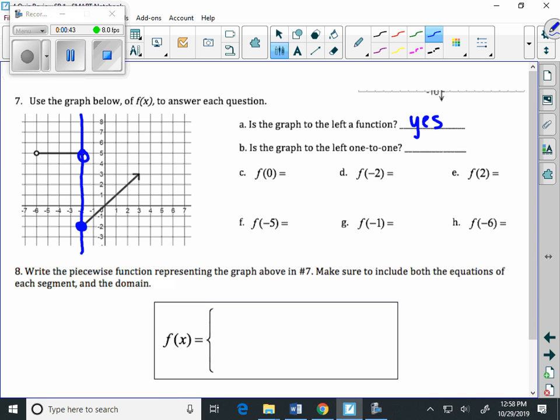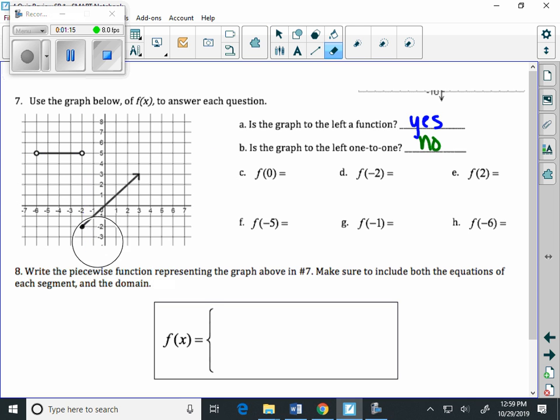Then it says, is the graph to the left 1 to 1? And the answer to this question is no. For it to be 1 to 1, it means that the x values cannot repeat, the y values also cannot repeat. Another reason is that it fails the horizontal line test, because that piece of the graph that I just covered with that green line touches the graph more than once, and therefore it's not 1 to 1.